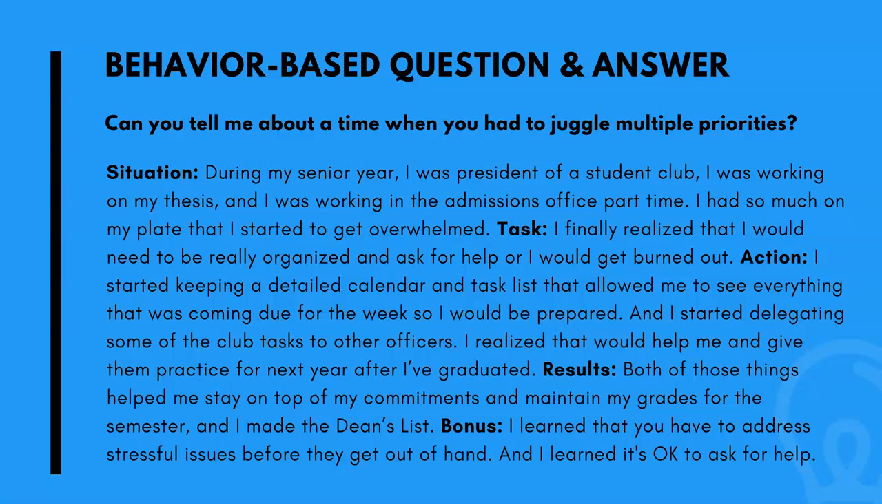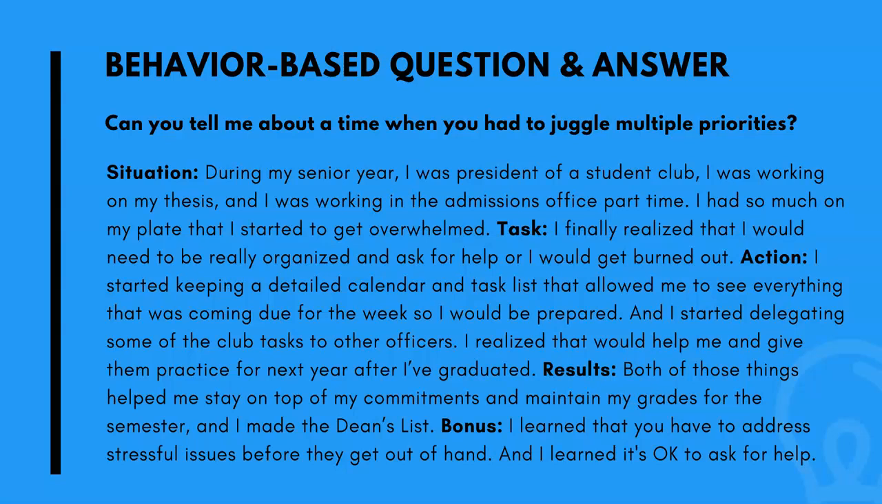So here's an example of how to use the STAR method to answer the question, can you tell me about a time when you had to juggle multiple priorities? So the situation, during my senior year, I was president of a student club, I was working on my thesis, and I was working in the admissions office part-time. I had so much on my plate that I started to get overwhelmed. So the task, I finally realized that I would need to be really organized and ask for help or I would get burned out.